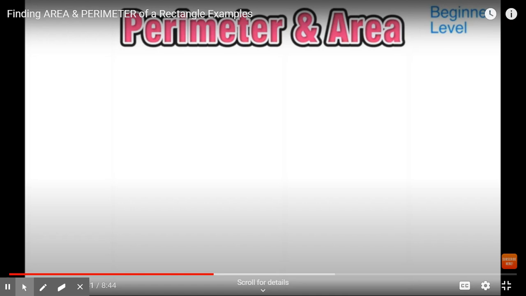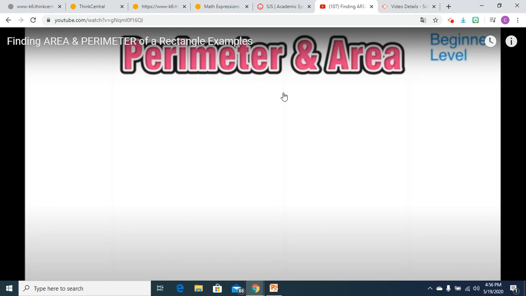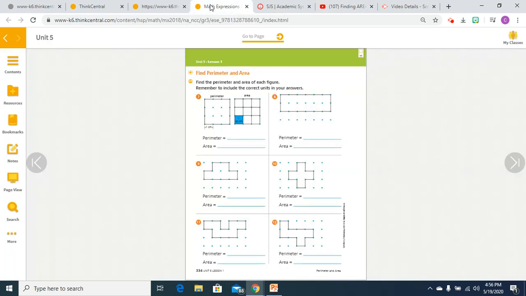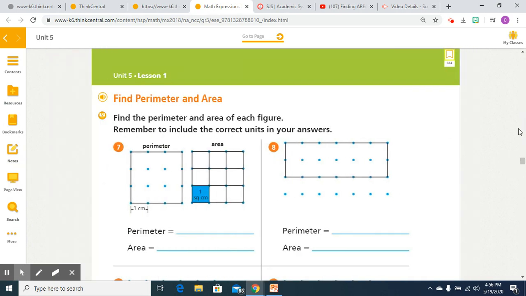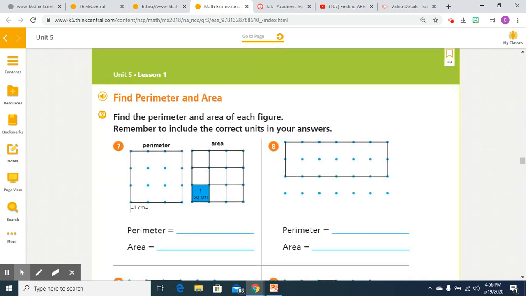Okay, so now that we know how to find perimeter and area of any rectangle, what we're going to do is practice doing that in our math book. We are going to go to page 310 of our math book, and there we are going to be finding perimeter and area of each of these figures. Now you need to remember to include the correct units in your answers, okay? As far as I can see, the units here are centimeters because it says so here.